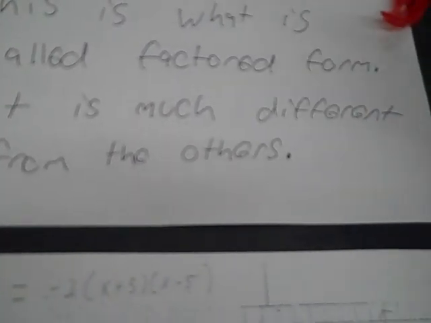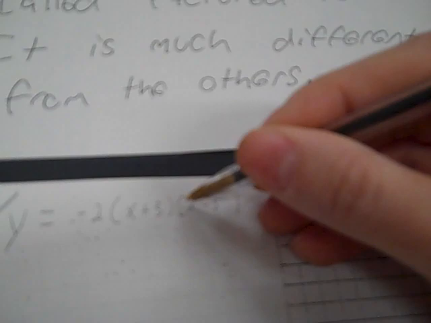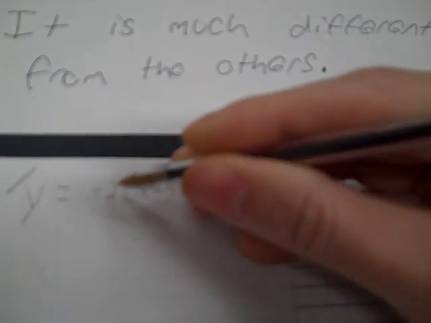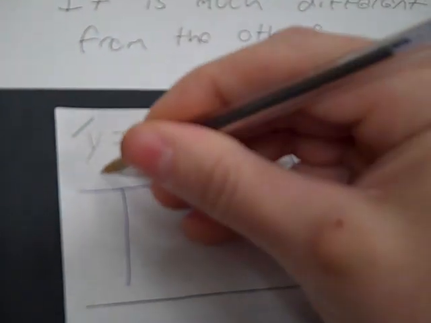And this is what's called factored form. So when I have two x's, that's factored form. It's a parabola. And there's a negative in front, so it's going to look like this. Now here's how we graph it. Make your table.